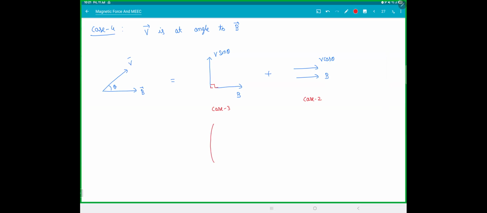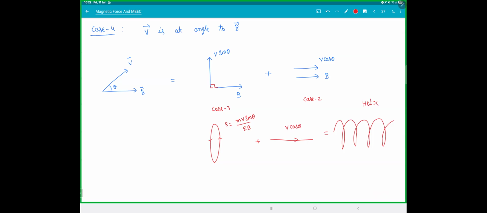Now, if both the things are perpendicular, then what will happen? You will go in a circle. The radius of the circle will be mv by qB, but here in place of v you have v sine theta. And if you go in a straight line, then you will go with a constant speed v cos theta. If you combine a circle and a straight line, what do you get? A helix.